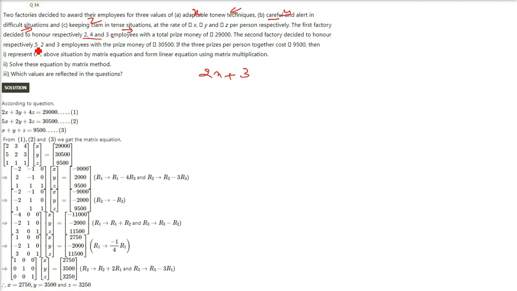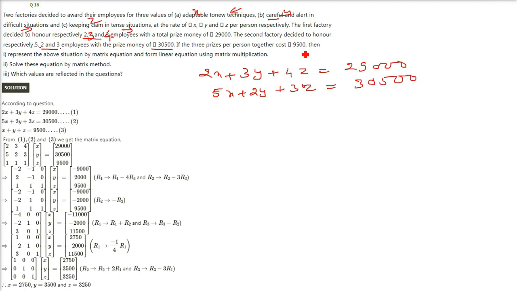So just have a look at your book, this question, whichever edition you have. So let me write this as 2, 3, 4. 2x plus 3y plus 4z is equal to 29,000 here. Then we have the second factory, 5, 2, 3, 5x plus 2y plus 3z, and that is going to be equal to 30,500. And finally, all the addition is 9,500. So x plus y plus z is equal to 9,500.